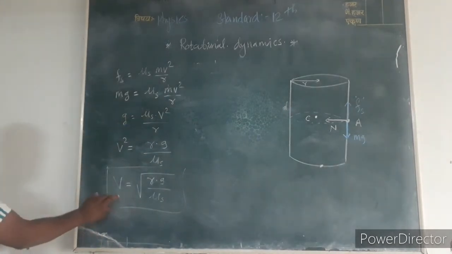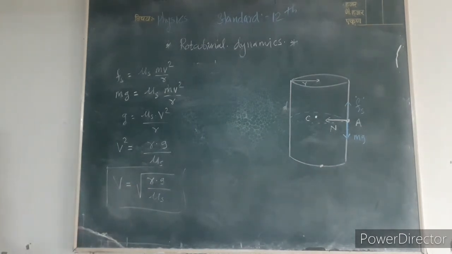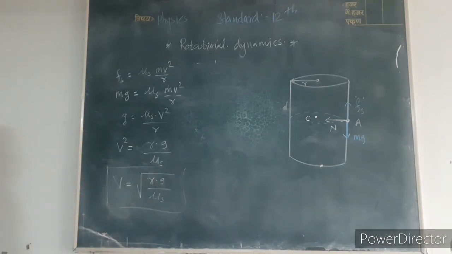This is the minimum velocity of that vehicle, where r means the radius of that cylindrical surface, or the radius of that wall of death. g is acceleration due to gravity. Mu s is nothing but the coefficient of static friction.